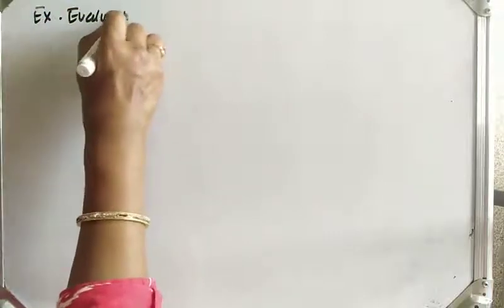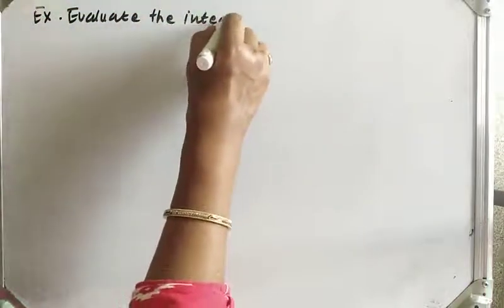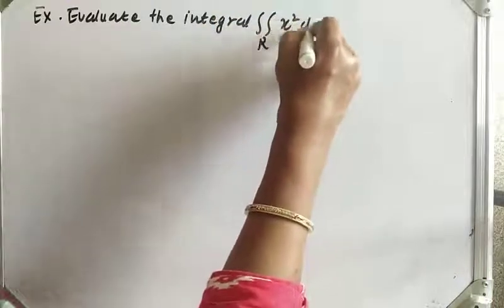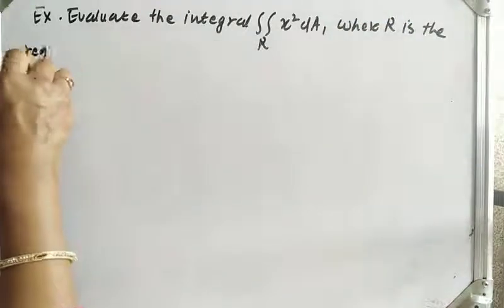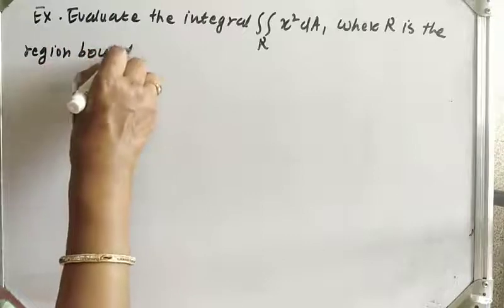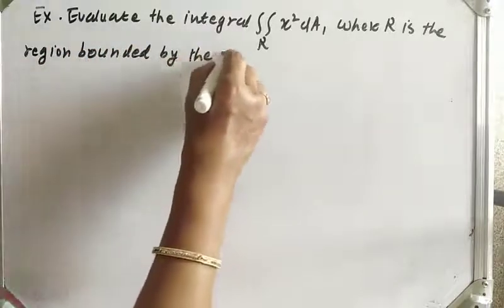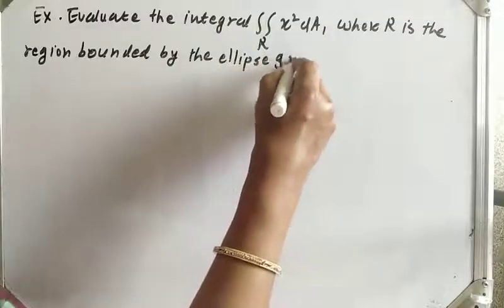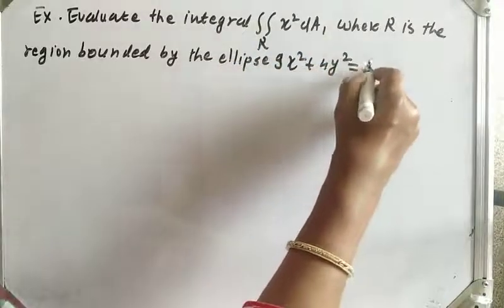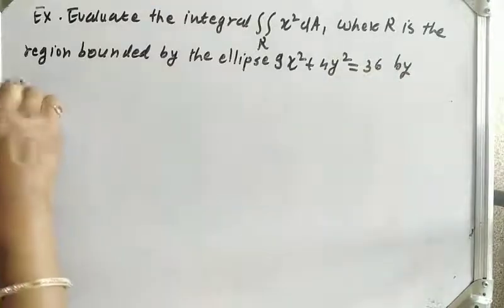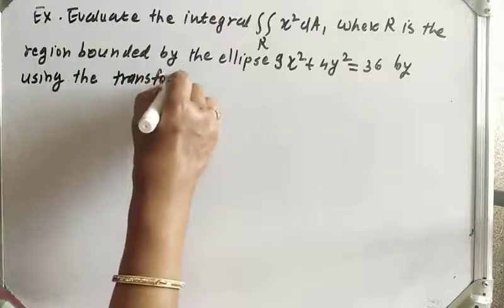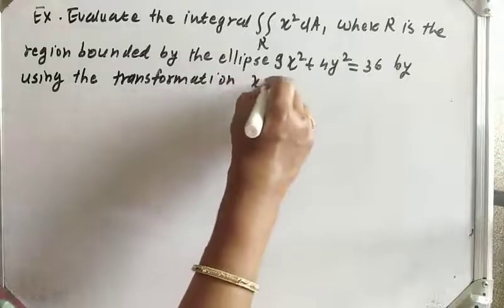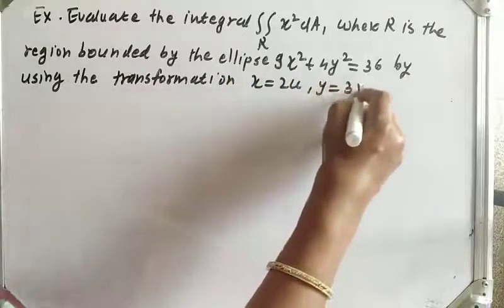Next example is: evaluate the integral double integration over R of x square dA, where R is the region bounded by the ellipse 9x square plus 4y square is equal to 36, by using the transformation x is equal to 2u, y is equal to 3v.